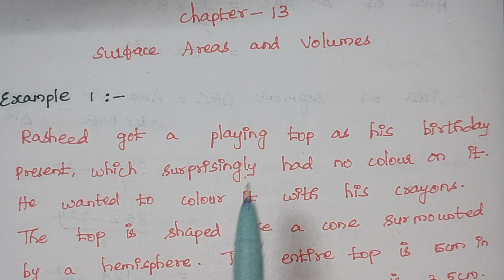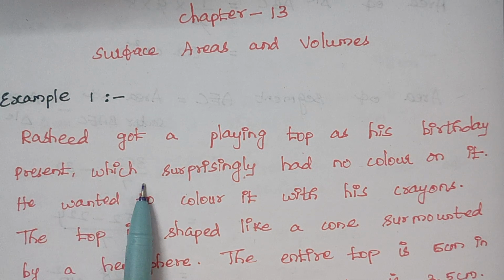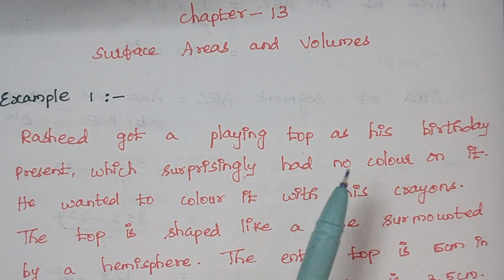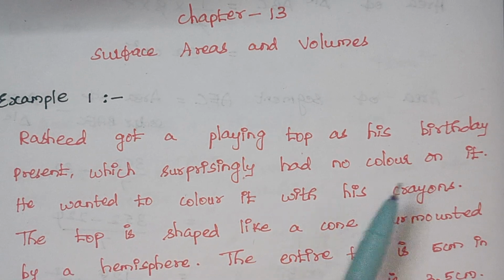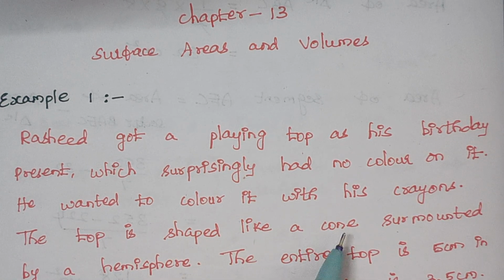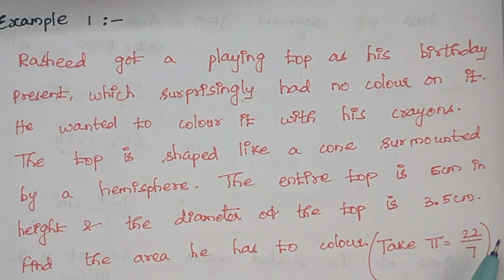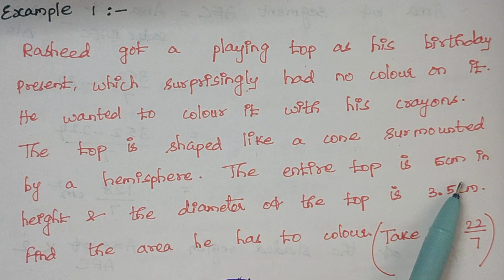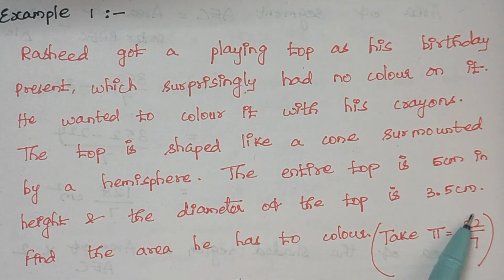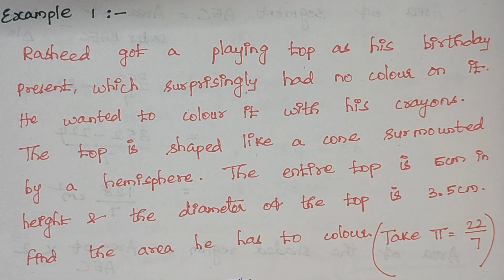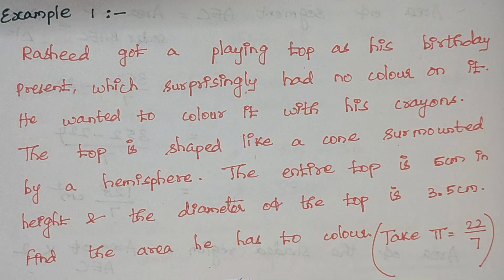So example 1: Rashid got a playing top as his birthday present, which surprisingly had no color on it. He wanted to color it with his crayons. The top is shaped like a cone surmounted by a hemisphere. The entire top is 5 centimeter in height and the diameter of the top is 3.5 centimeter. Find the area he has to color. Take pi equal to 22 by 7.